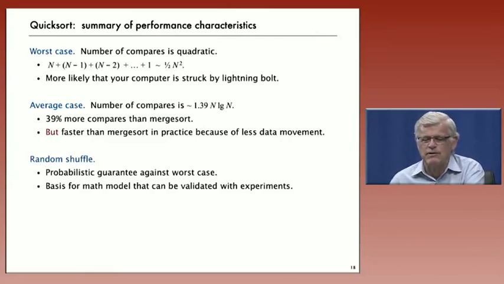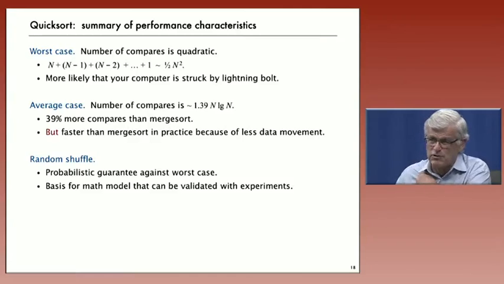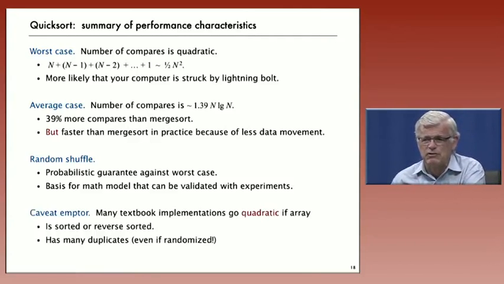So the random shuffle is key for good performance in quicksort. It gives us the guarantee that the worst case is not going to happen, and also it allows us to develop a math model that we can validate with experimentation. You run quicksort and you count compares. If you did the random shuffle, it'll be about 1.39 n log n compares, and its running time will be proportional to n log n, and it'll be a fast sort, and that's why people use it.